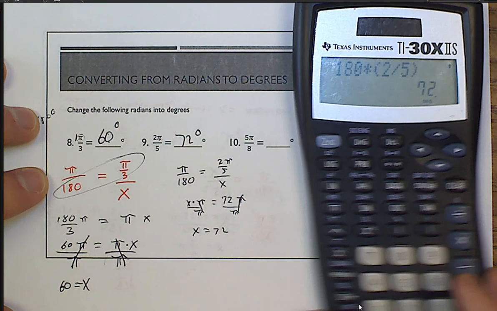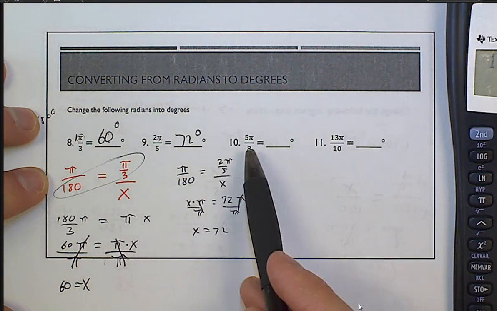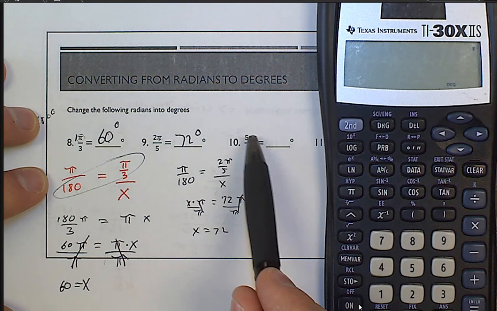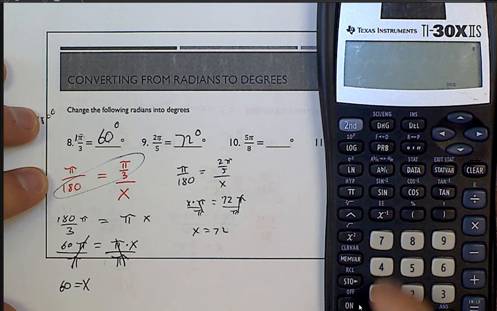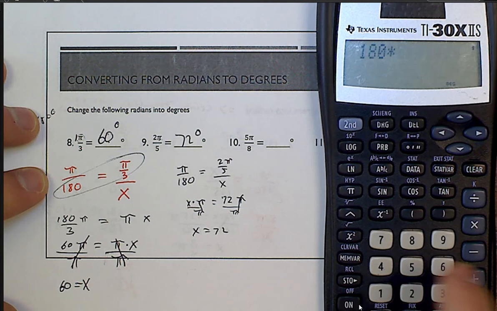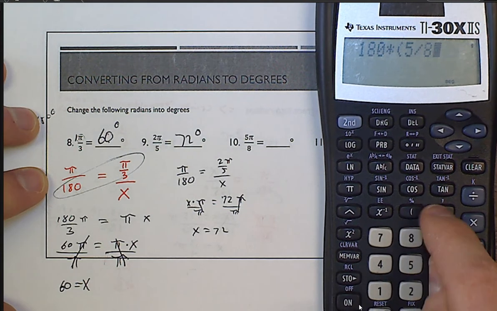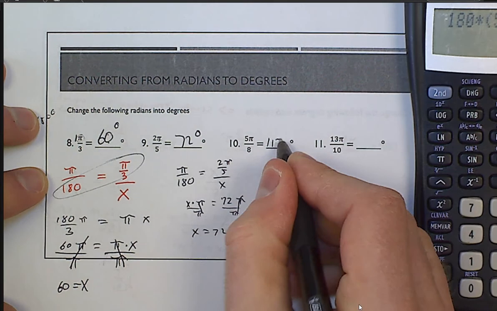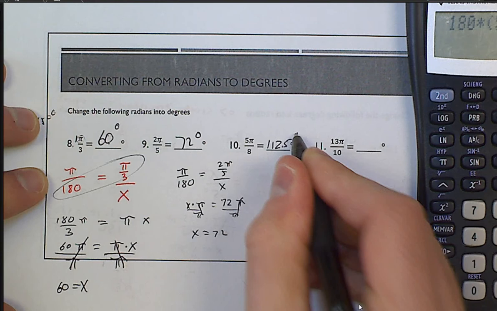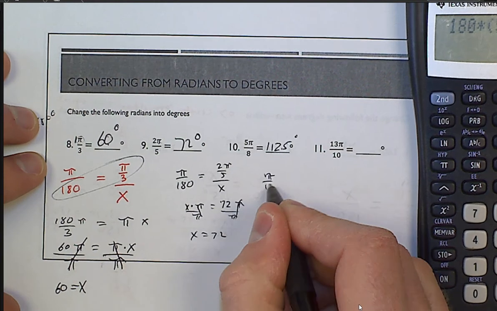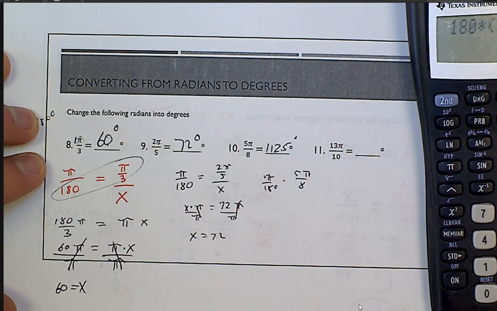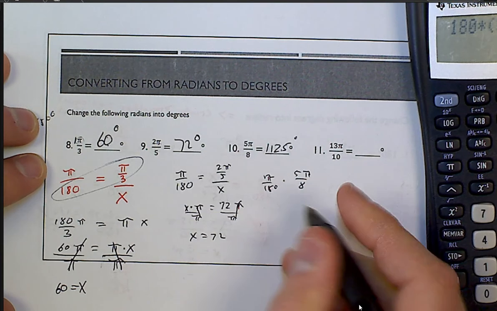I'm going to do 10 and 11 the way I would do it, which is I'm taking 5/8 of pi and turning it into degrees, which is basically 5/8 of 180. So 180 times 5/8, that's going to give me 112.5 degrees. Again, you could go pi over 180 times 5 pi eighths, and then go from there over x, cross multiply. Okay?